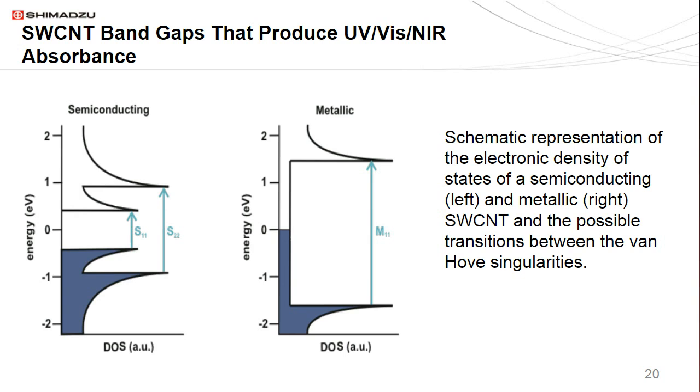What this means in the world of UV visible spectroscopy is these electron promotions are associated with the absorbance of energy. The larger the energy, the shorter the wavelength. So the metallic will be at short wavelengths, whereas the semiconducting smaller energy transitions will be in the long visible and near infrared.